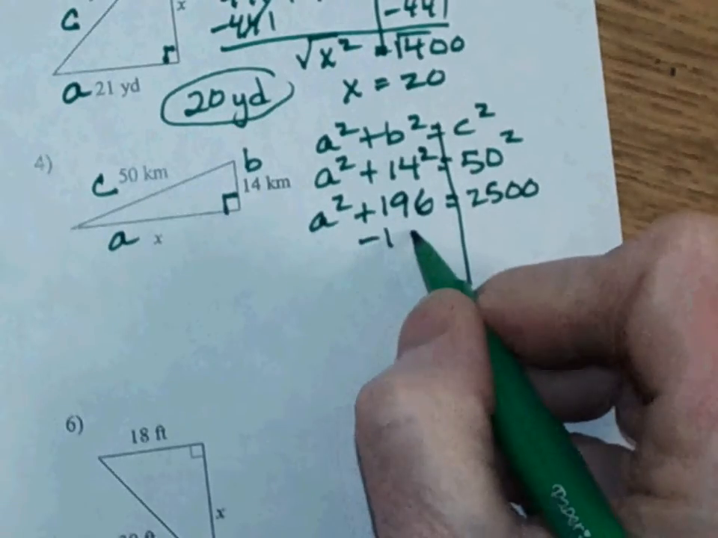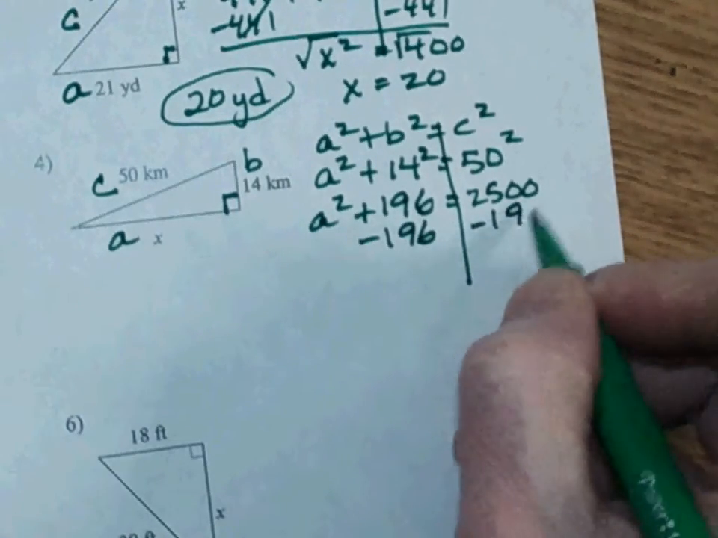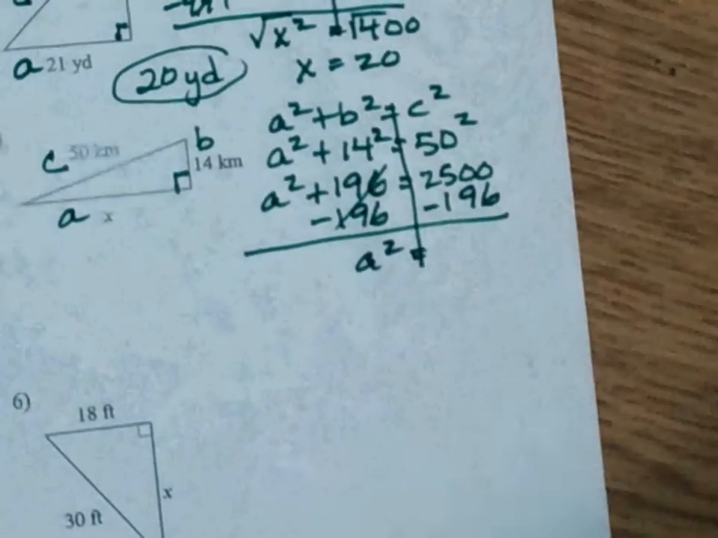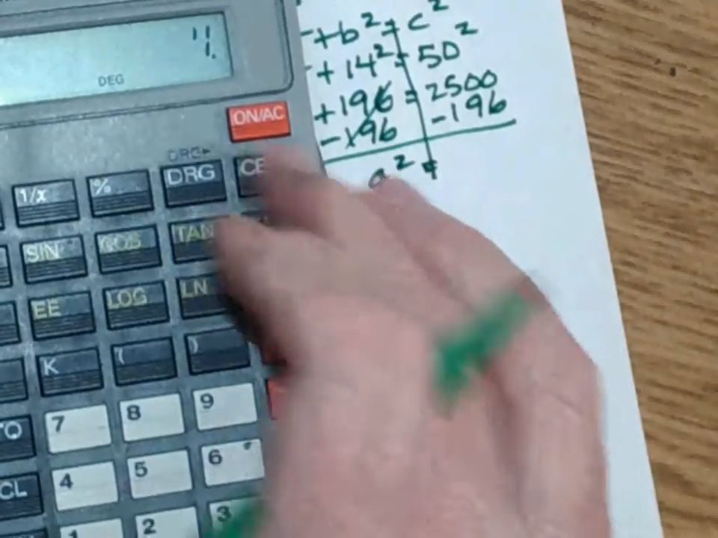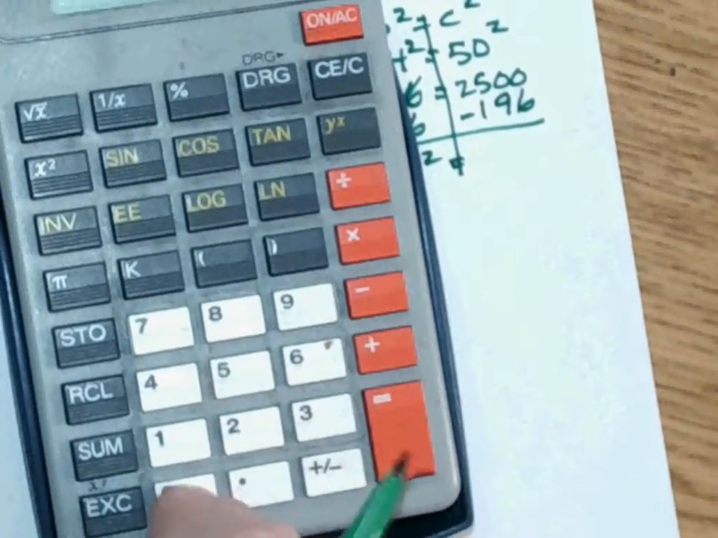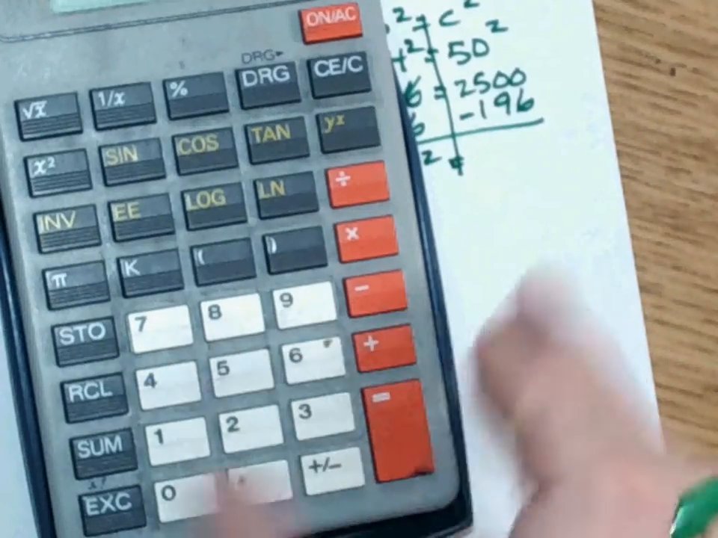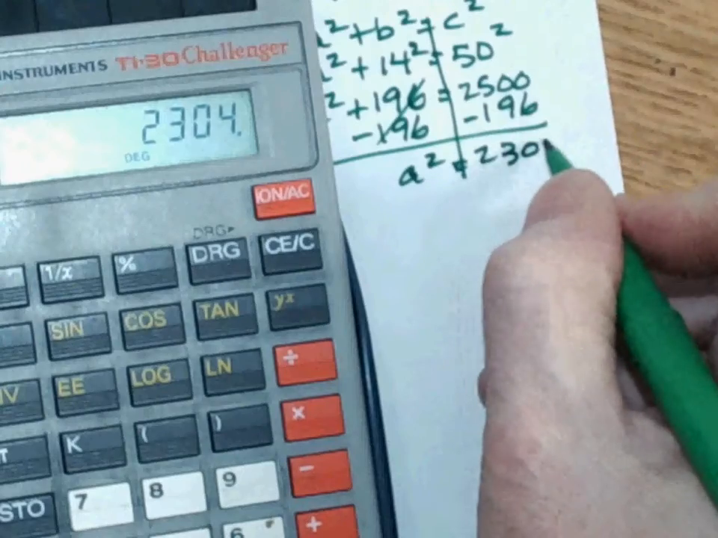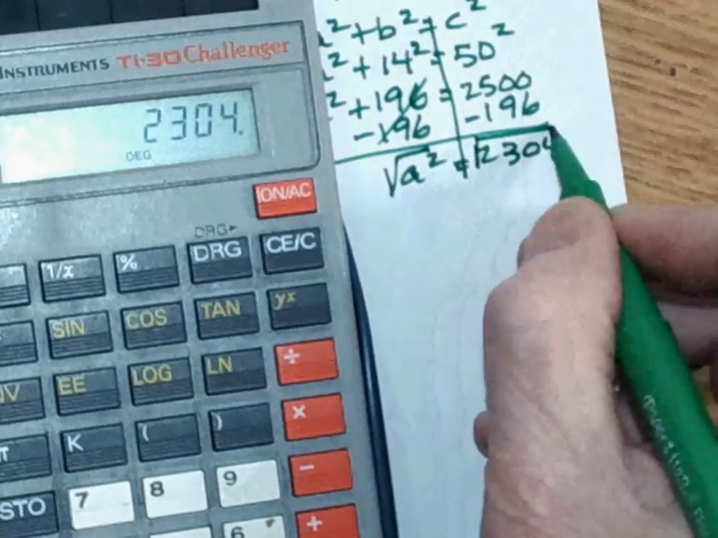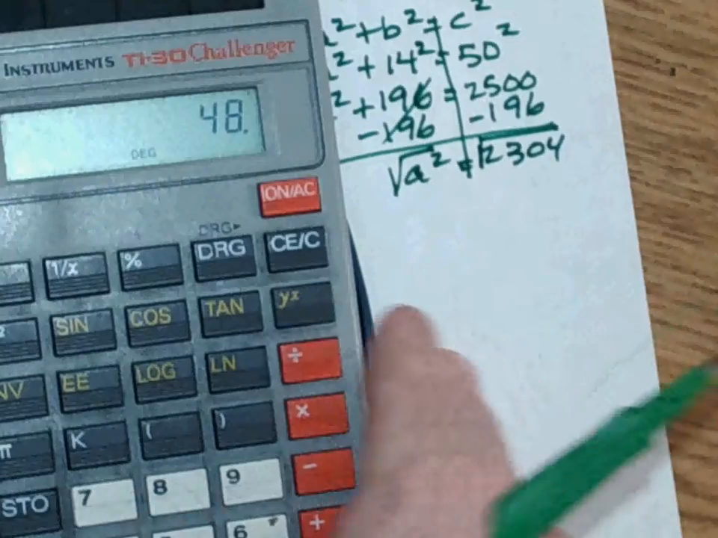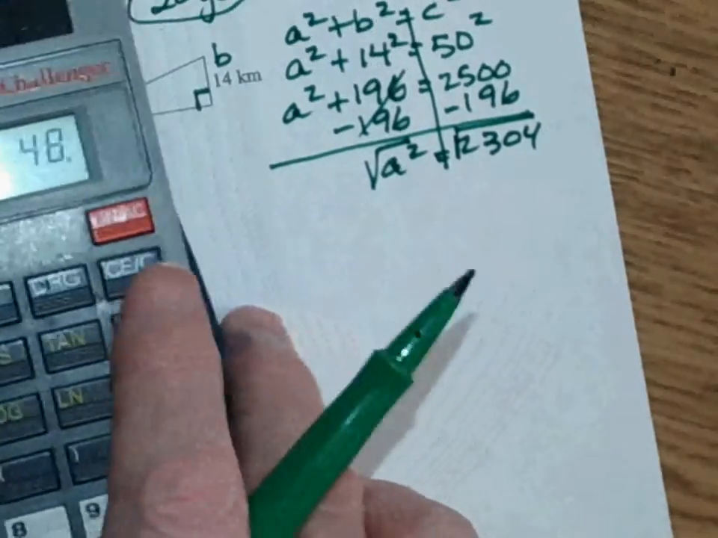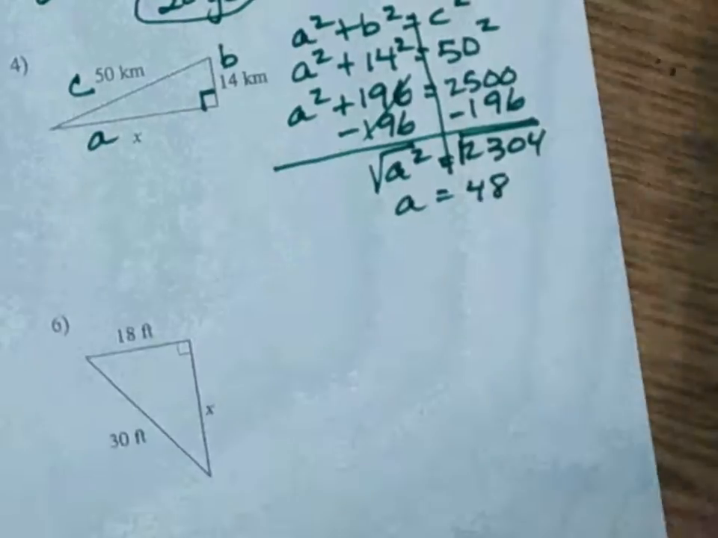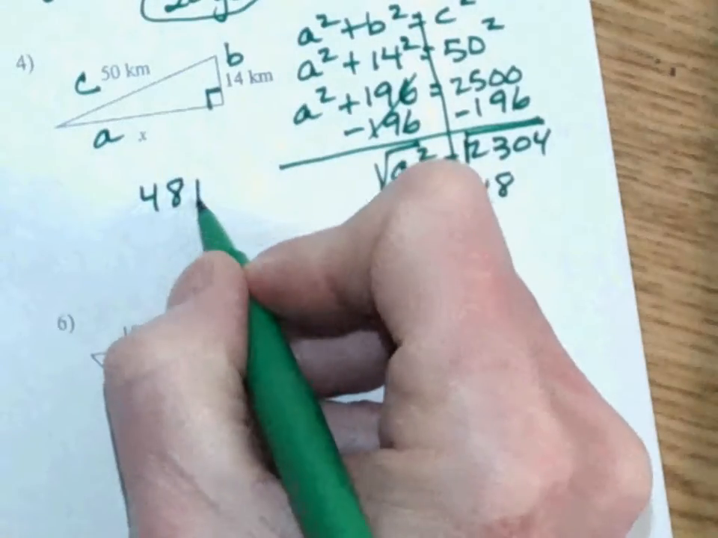I now just do the inverse operation. I subtract 196 from both sides. 2,500 minus 196 gives me 2,304. I then do the inverse operation, square root, I get 48. So the answer is 48 kilometers.